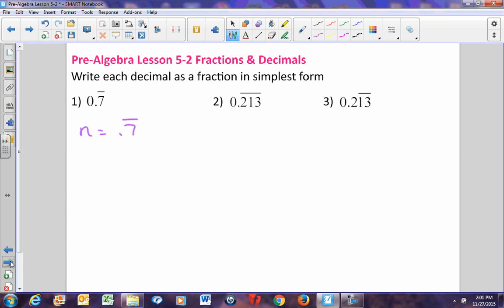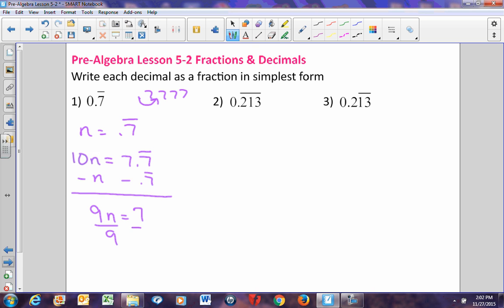So now I know I'm going to multiply both sides by 10, so 10n equals, remember 0.7777, if I multiply by 10, I get 7.7 repeating. So I will take my smaller equation and subtract it from my larger equation, so I'll subtract n and subtract 0.7 repeating, and you'll get 9n equals 7.